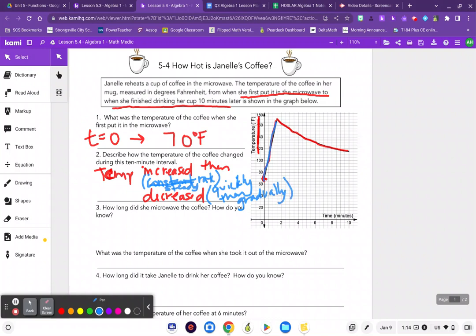3 says, how long did she microwave the coffee, and how do you know? So I mentioned that before. It looks like I'm microwaving my coffee, and then at this point up here, I must have taken it out because I'm no longer heating up the coffee. Once the coffee's done heating up, the temperature is going to start to decrease to meet the air temperature of the room. And so it looks to me like it's this point here on the x-axis. And so again, I'm going by 2s. So the halfway point would be 1, so probably 1.5 minutes.